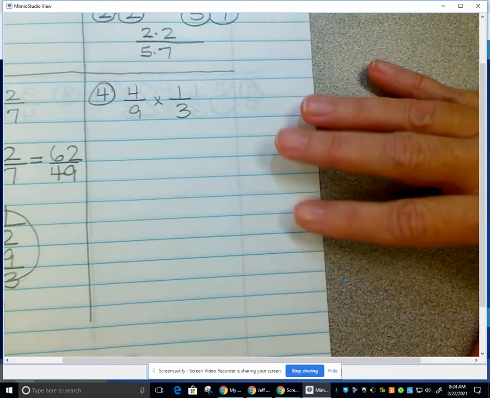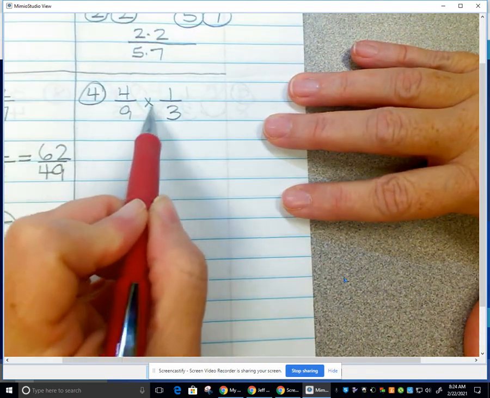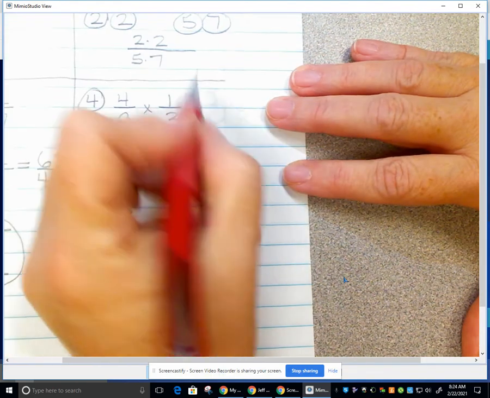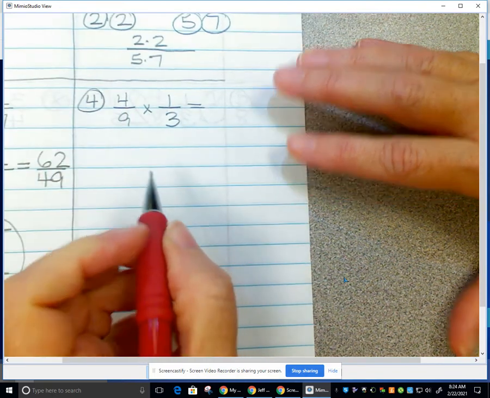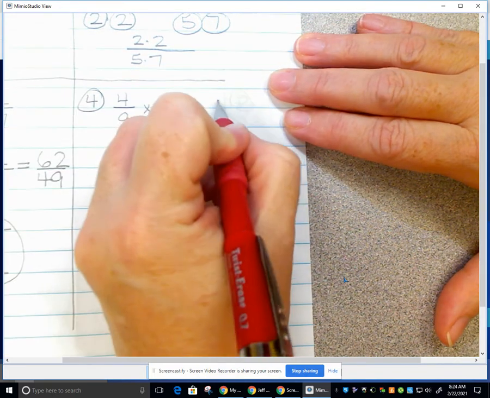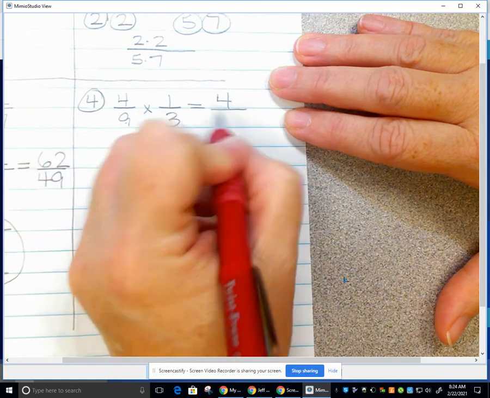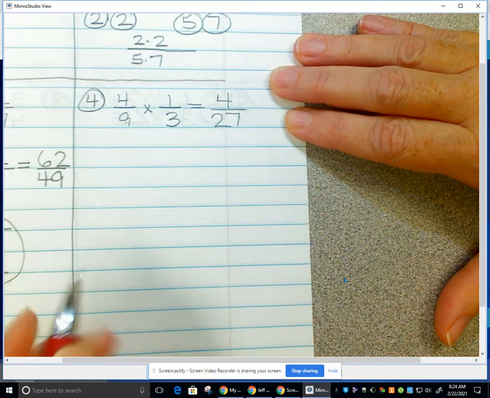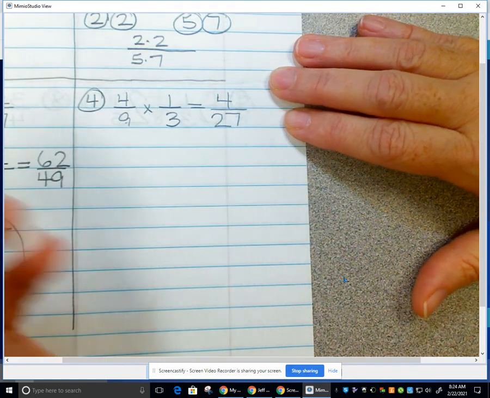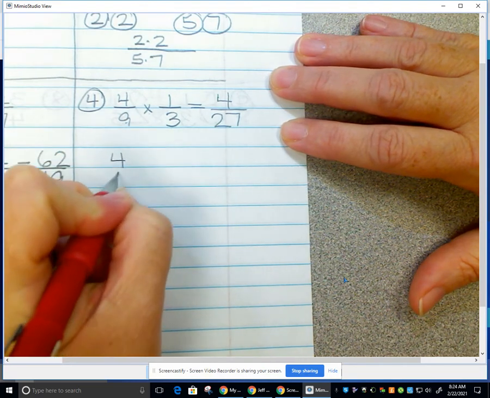Okay, I'm multiplying again. 4/9 times 1/3. I can just go top times top, bottom times bottom. 4 times 1 is 4. 9 times 3 is 27. It's not improper, so I just need to make sure it's in simplest form.